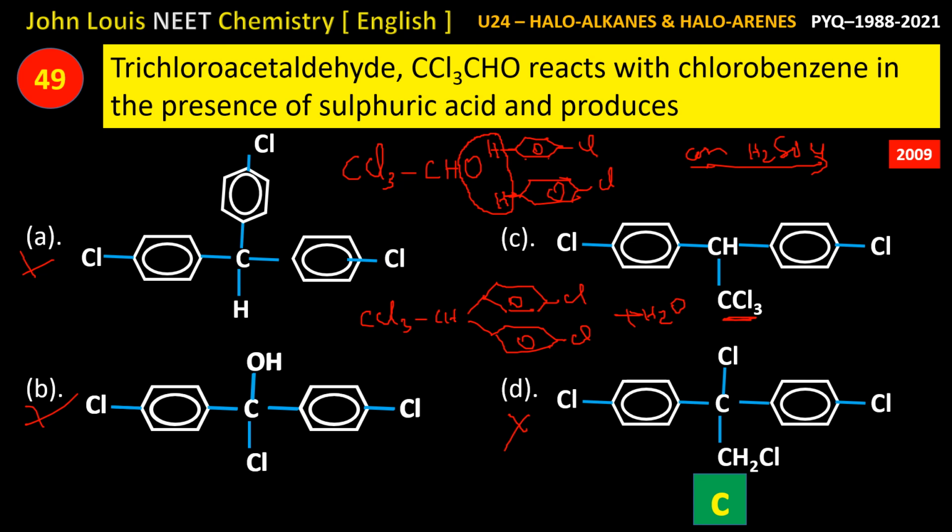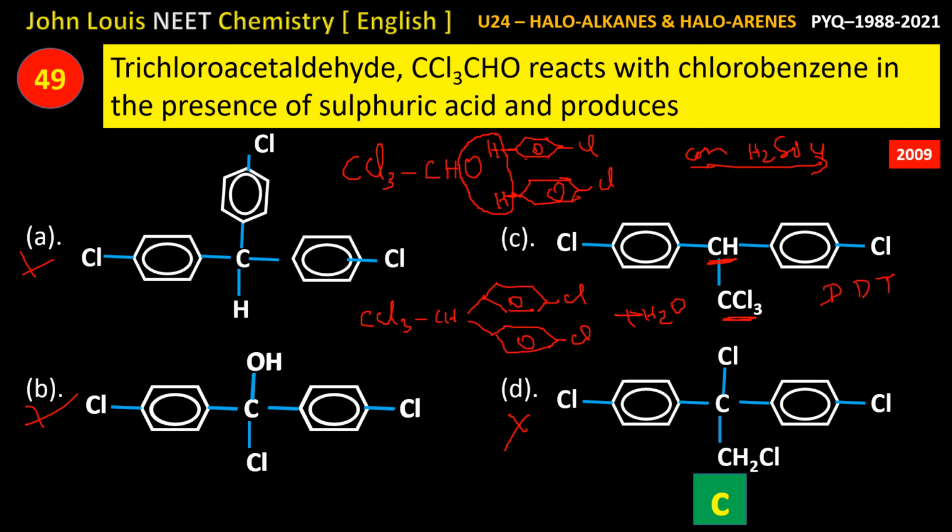Then CCl3 is bonded to CH, and one bond is bonded to a benzene ring with chloro in the para position. The other bond is also bonded to another benzene ring with chloro. Therefore option C is the correct one. So what is this compound? This is a compound called DDT.